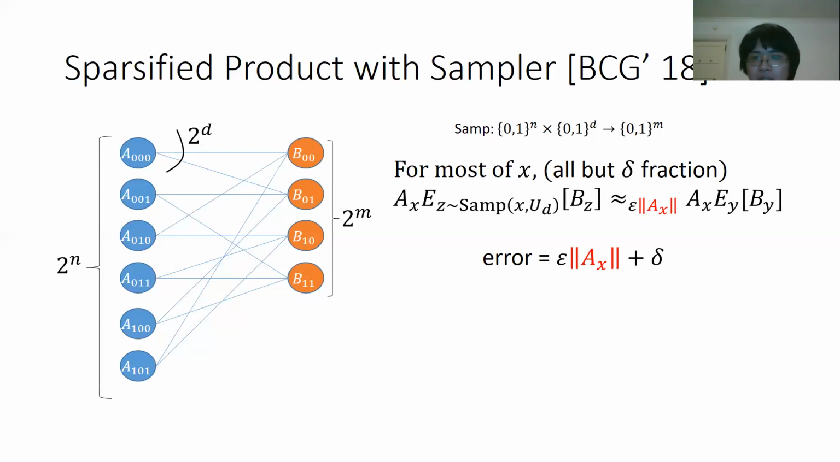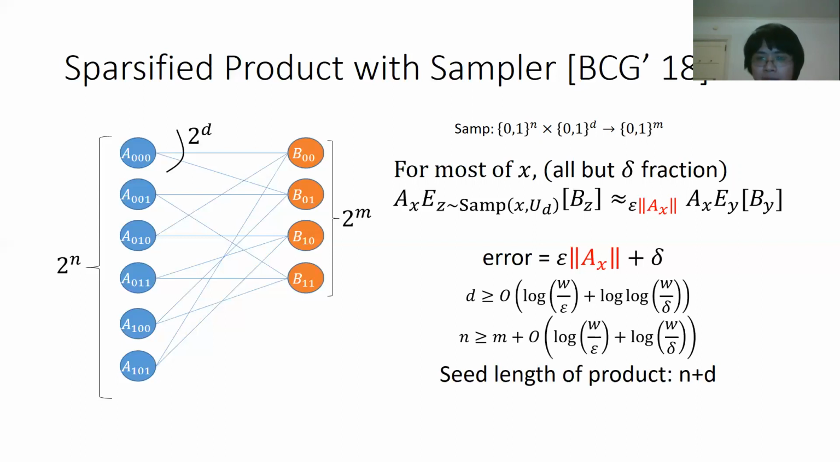And the main observation in BCG is that this epsilon term in the error is actually scaled with the norm of the matrix on the left-hand side. Note that we can get the averaging sampler with the parameter listed on the slide. And the C-length of the product will be n plus d, which is d bits larger than the left-hand side.